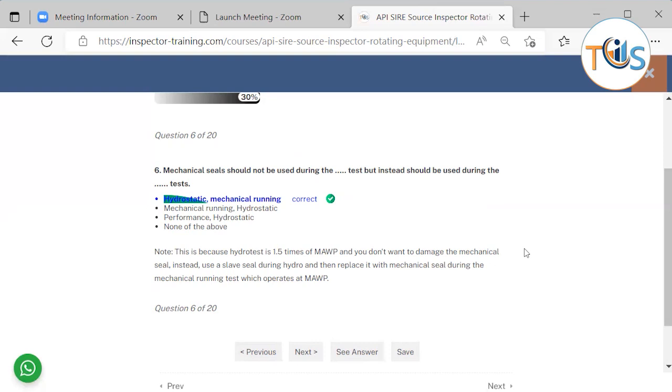So they use some dummy seals, which they call slave seals, during the hydro test, and then they replace them with the actual seal that shall be used on the pump or rotating equipment for the mechanical running test, because you want to check the performance at maximum allowable working pressure, and that's good enough for the seal's performance.